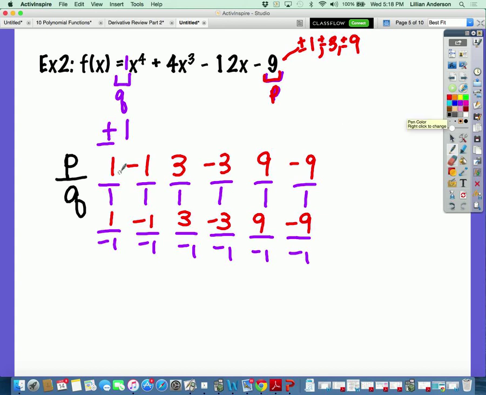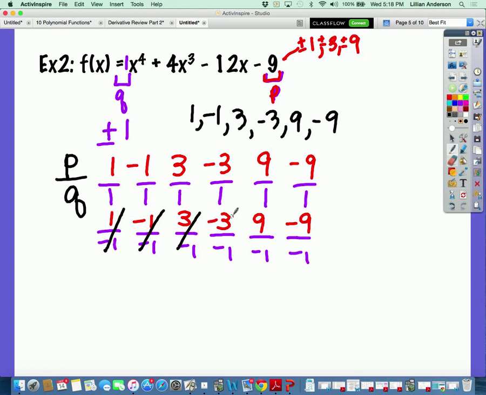So we're going to have 1, negative 1, 3, negative 3, 9, and negative 9. Over here, this one's negative 1, which we already have. This is a positive 1, a negative 3, a positive 3, a negative 9, and a positive 9. Remember, we don't have to write it multiple times if we already have it. So now we're going to test and see which ones are actual rational zeros.